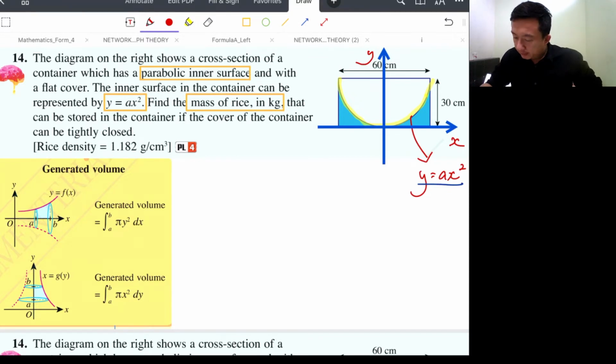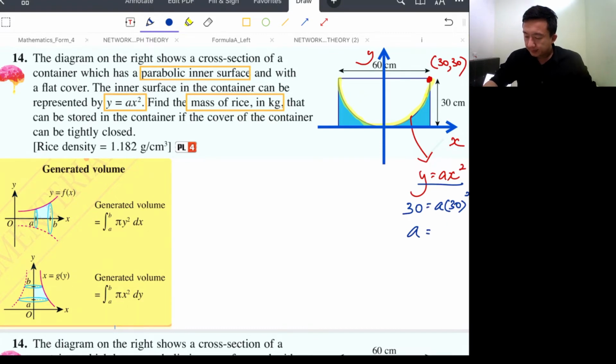Along the yellow graph, perhaps here, what is the coordinate over here? Look closely. This is (30, 30). So you have the coordinates and you put them in here. Find the value of a. a should be 1/30. Hence, this is the equation of the graph: y equals 1/30 x squared. Okay, you have the equation of the graph, you have the coordinates.